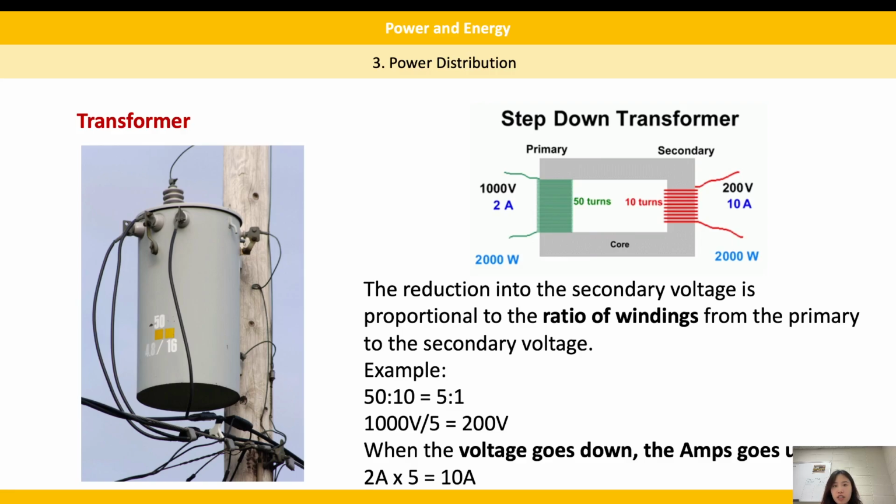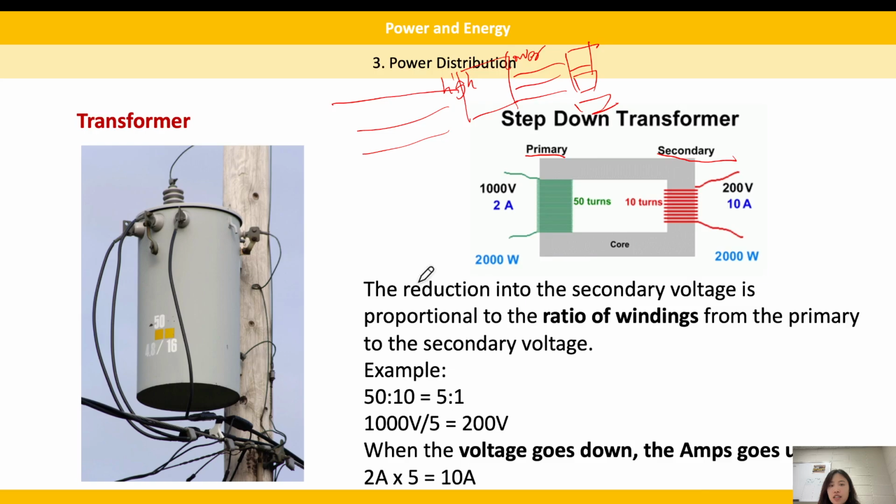And what is a transformer? This is an example of a step down transformer. We have the primary and secondary. The primary voltage is higher and the secondary voltage is lower because it's a step down transformer. That means from the transmission line right here, it goes to the step down transformer, and then goes to the customer. So this transformer takes the high voltage to a lower voltage.